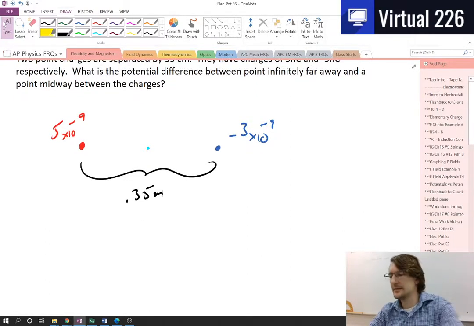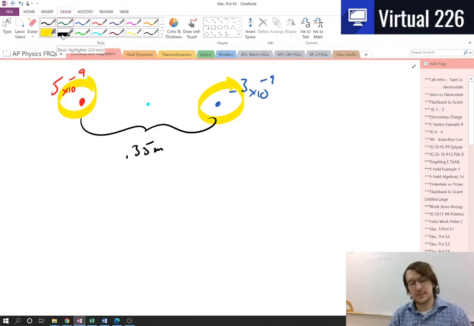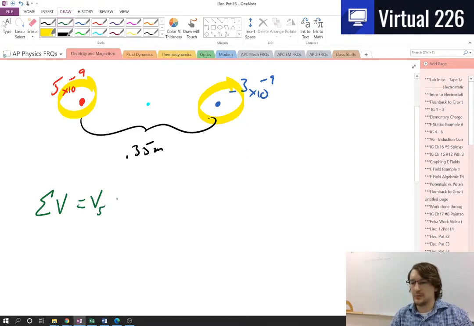Well, the nice thing about this problem is that we're looking at potentials, which are scalars. What this means is that if I have 2 charges here, positive and negative, 1 and 2, I can find the total voltage just by summing up each of their voltages. So the total voltage is just equal to the voltage from the 5 nanocoulombs plus the voltage from the negative 3 nanocoulombs. I just add them together. And all I need to do is find the voltage at that point.